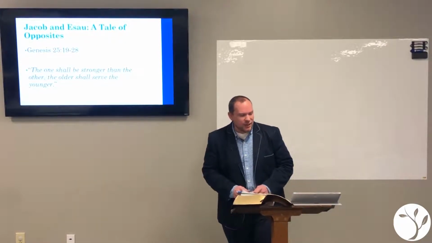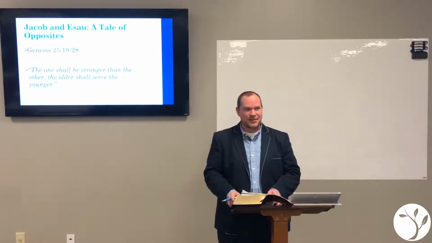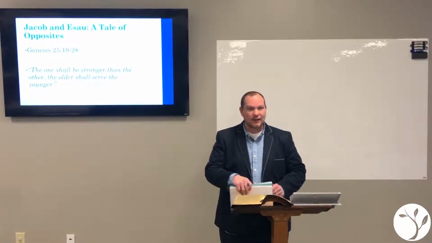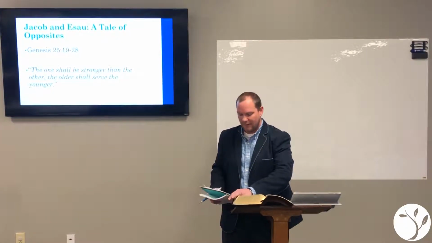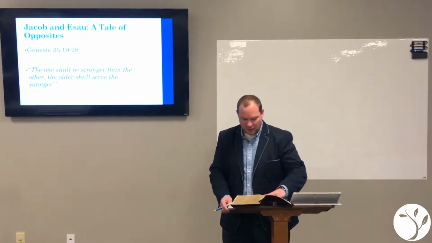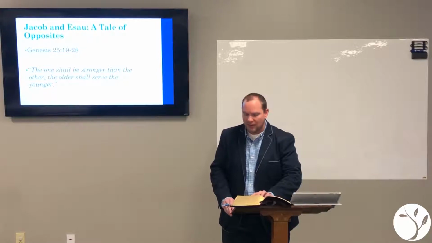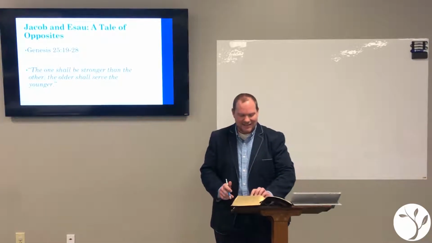All right, so let's look at Jacob and Esau, a tale of opposites. These were twin brothers, the sons of Isaac, but they were very, very different in their appearance and also their personalities and their actions. So let's look at chapter 25, beginning here in verse 19.